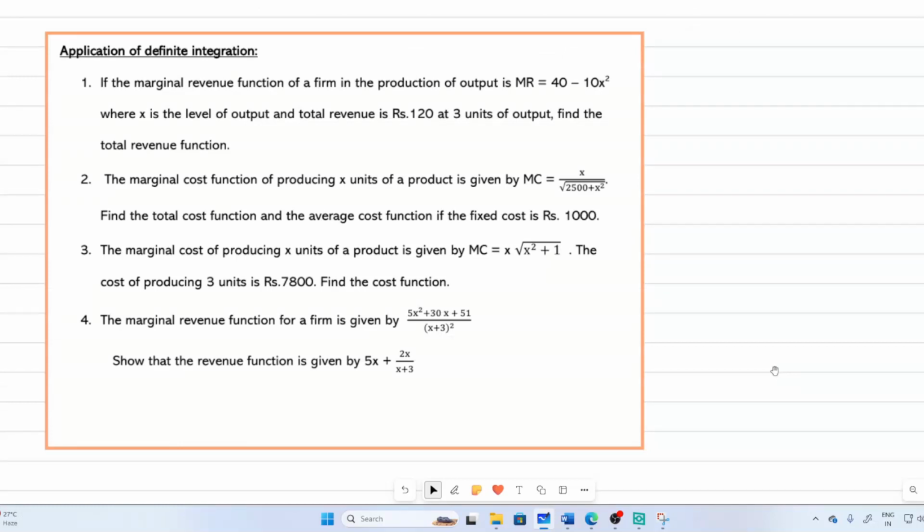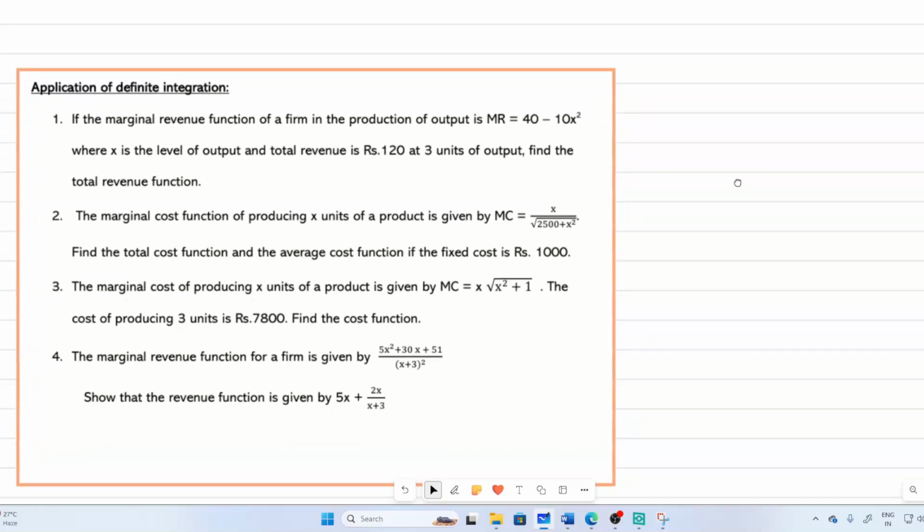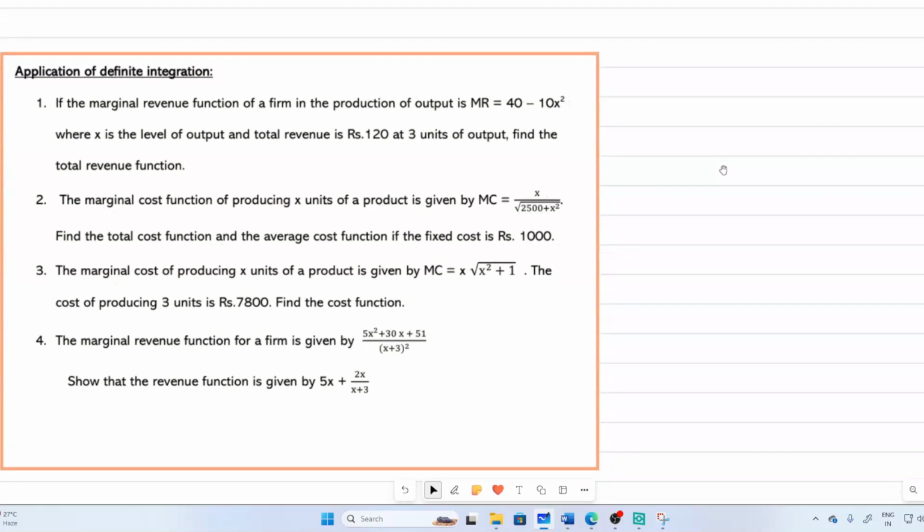The next type of sum from definite integration I am going to discuss with you is how to get the revenue function from marginal revenue or cost function from marginal cost, all these things. Marginal revenue given, you have to get the revenue. This kind of sum is always important. So how to proceed for this one where marginal revenue is given as 40 minus 10x square. You all know the formula of marginal revenue.